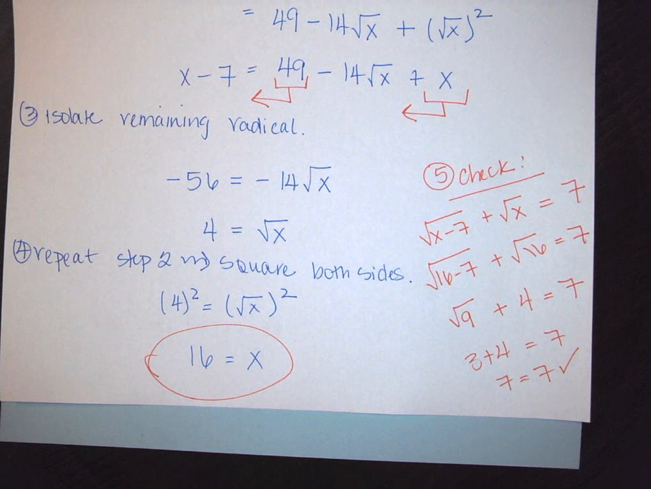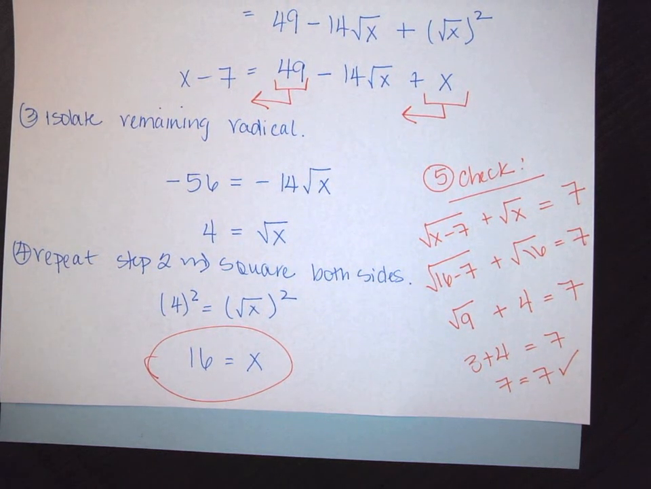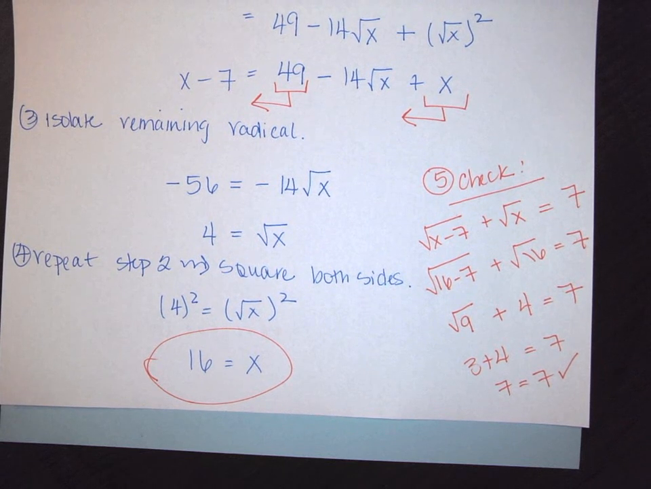So there you have it. Two different ways that radical problems can look. One where you have a single radical and the other where you have two radicals.